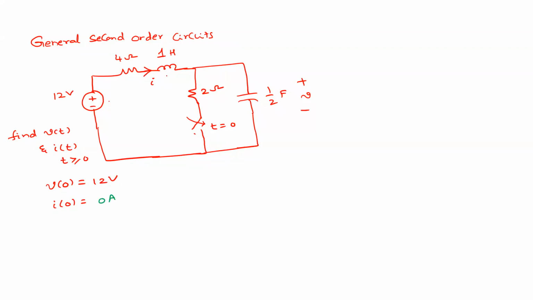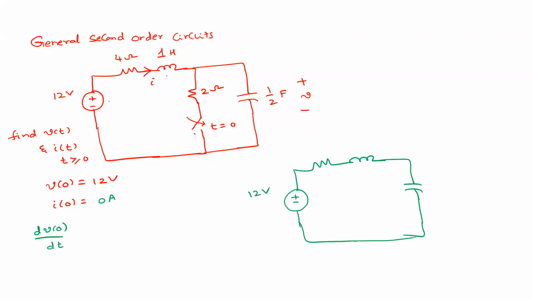Right? So we require some more initial conditions. You may require dv of 0 by dt. So how do we find dv of 0 by dt in this particular circuit? Apply KCL at the node. So this will be the circuit, right? Okay. So what is dv of 0 by dt? It is equal to IC of 0 by C, right? Agree?